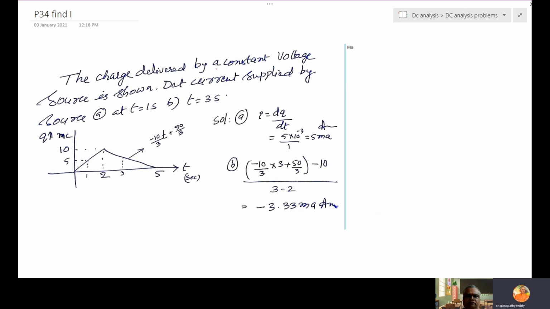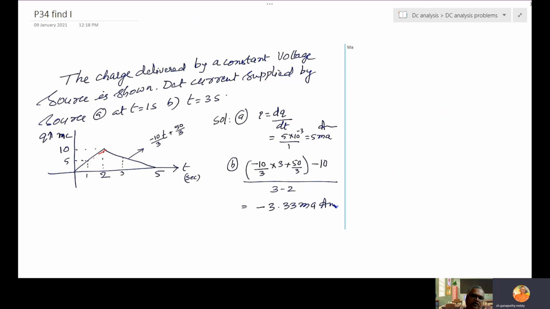The charge delivered by a constant voltage source is shown. Determine the current supplied by the source, A at t equal to 1 second, B at t equal to 3 seconds. What is the current formula? I is equal to dq by dt. It is asking at t equal to 1 second. So at t equal to 1, this equation is important.